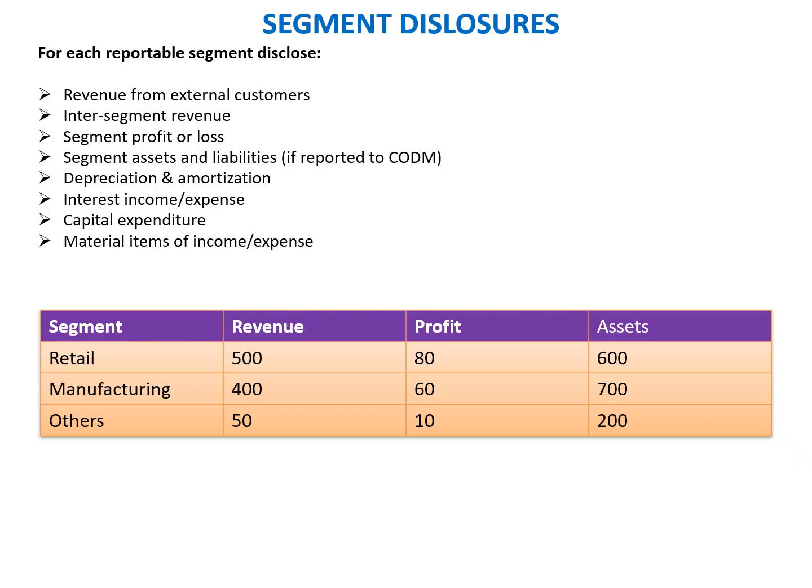Okay, now we have discussed what an operating segment is, what a reporting segment is, we have also understood the concept of aggregation, the quantitative 10% approach and the 75% rule. Now we'll talk about segment reporting. What are the key specifics that need to be reported as part of the segment disclosure? Each reportable segment must disclose revenue from external customers, inter-segment revenue, segment profit and loss, segment assets and liabilities, depreciation and amortization, interest income, capital expenditure, and material items of income and expenditure. All these are mandatory disclosures for a reportable segment.